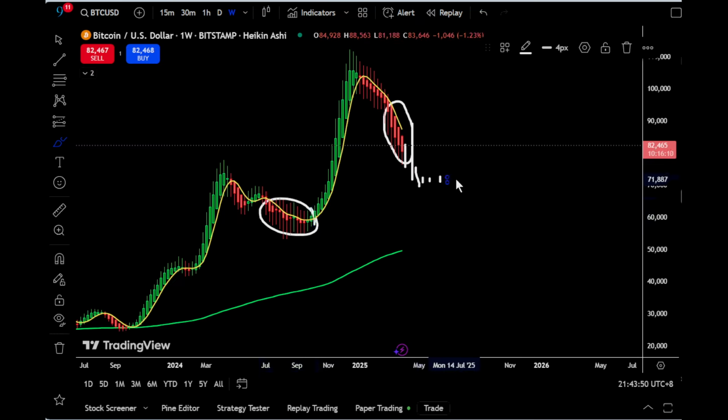Then depending on where they go, it might continue going down and try to flush out all those that try to enter here and put their stop loss down here. They'll flush it out, then it will continue going upwards. It might happen this way. So be aware if you're trading Bitcoin that they might try to flush you out somewhere here.